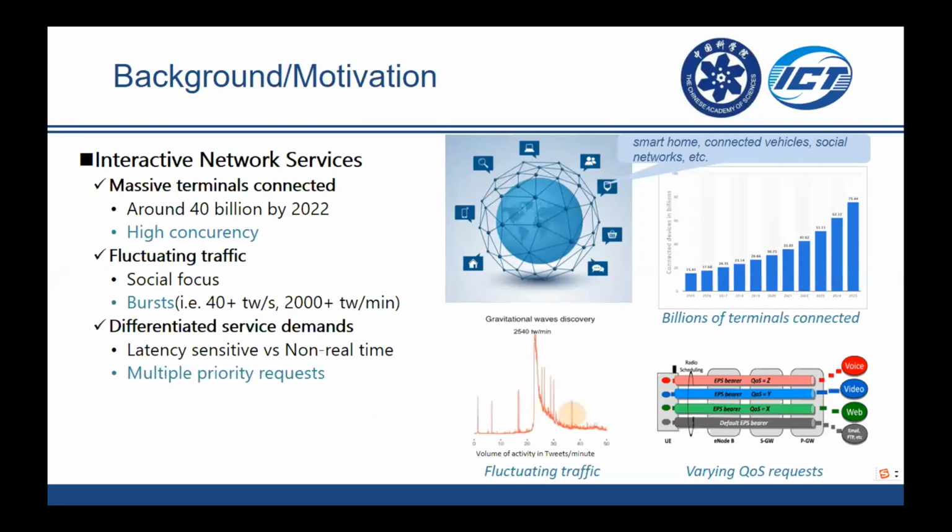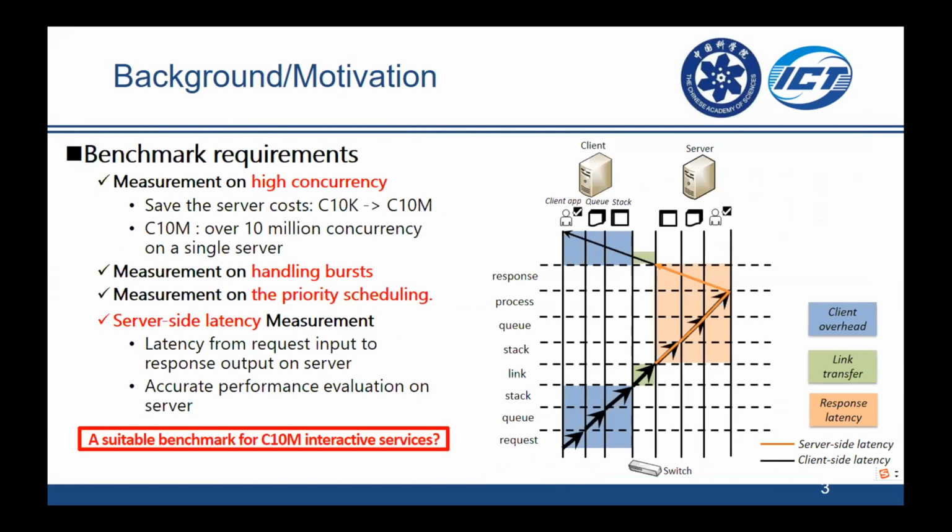Interactive network services penetrate our life widely, such as smart home and social networking. Billions of connected terminals have sparked ever-increasing concurrency. Due to the social focus, the traffic has shown fluctuating in force. The service demands are different; in other words, the requests have multiple priorities. So a suitable benchmark for interactive network services needs to evaluate the server's ability in handling high concurrency bursts and multi-priority requests. The high concurrency motivates the C10M trend to save hardware investment.